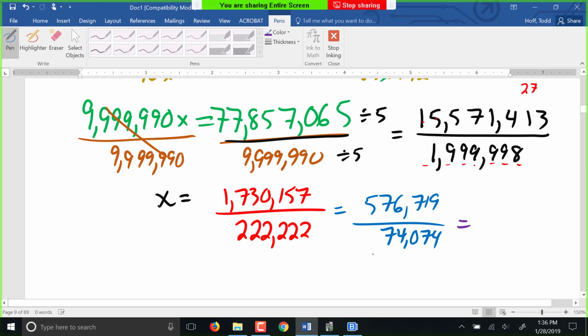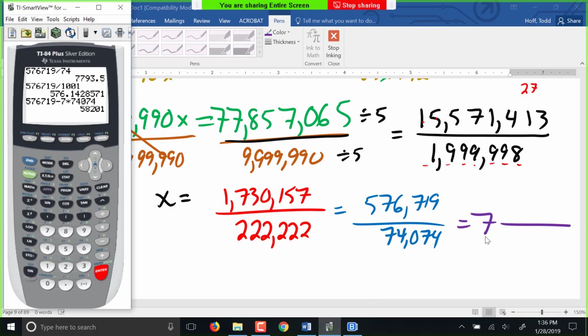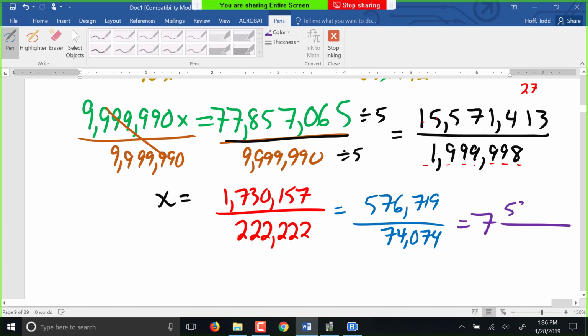Which would leave us with 7 and 58,201 over 74,074. We're going to leave it at that.